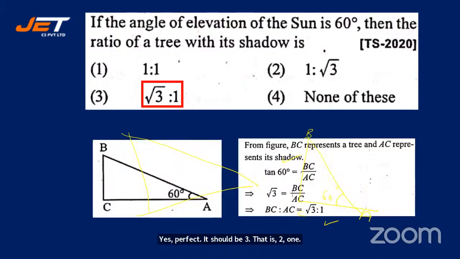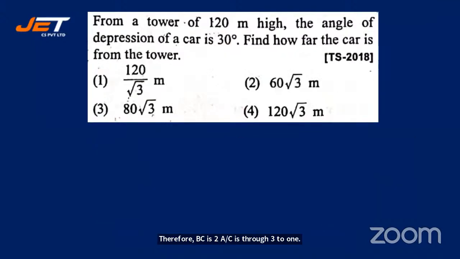How? See the diagram. You have the angle of elevation to be 60 degrees. So from the figure, BC represents the tree and AC represents its shadow. Always your shadow will be down, isn't it? So tan 60 is nothing but opposite BC by AC, that is base. So tan 60 is root 3, which is BC by AC. Therefore, BC is to AC is root 3 is to 1. All right, perfect. See the next question.